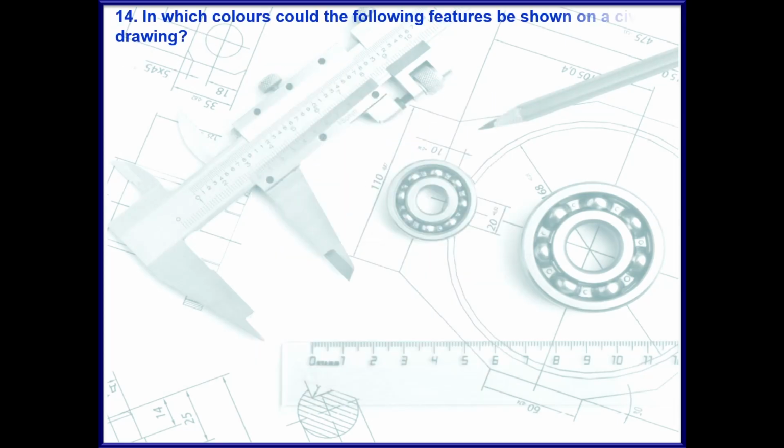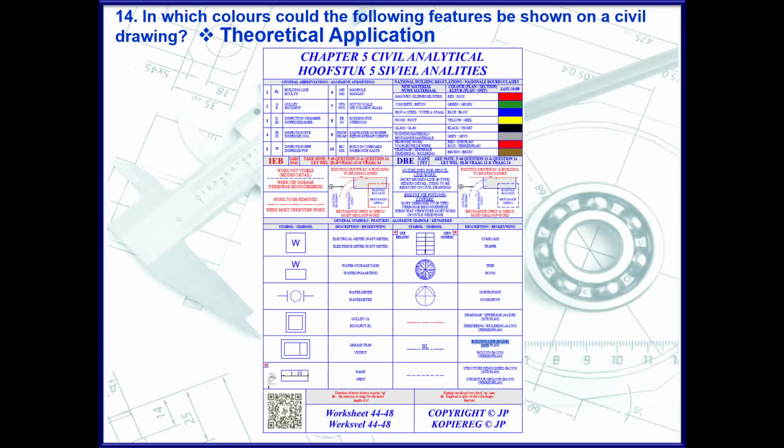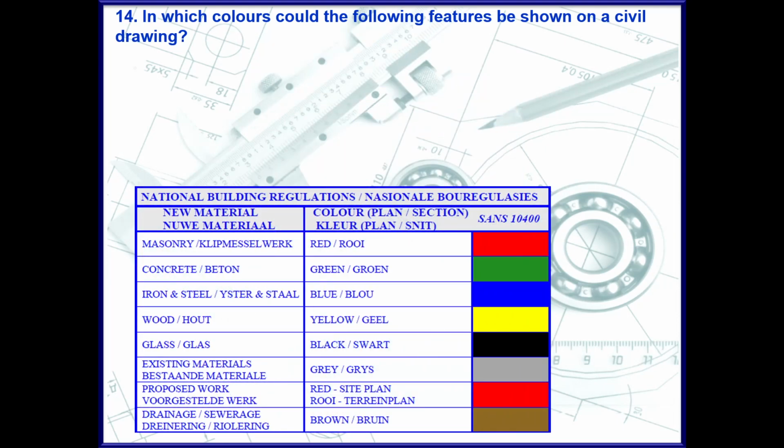Our next question is question 14. In which colors could the following features be shown on a civil drawing? This is part of my theoretical application, and please refer to the cover page of chapter 5 that contains a color chart that will guide you through this process. So first of all, if you look at the color chart, and we look at the first feature, which is our sewer line, we can locate the drainage, and we can clearly see it will be brown. So the sewer line will be indicated by the color brown.